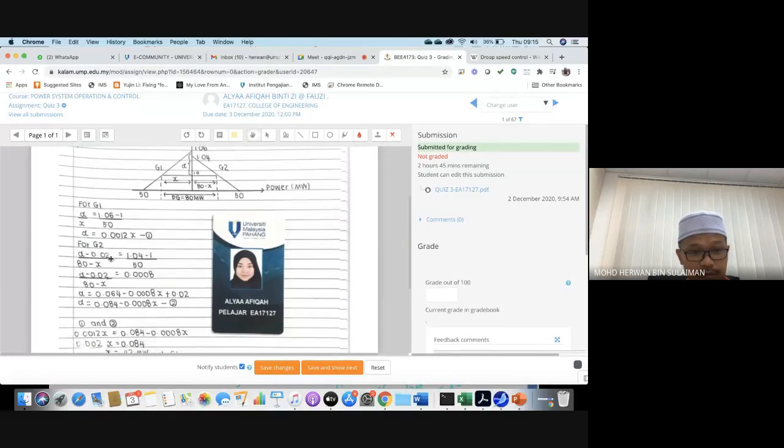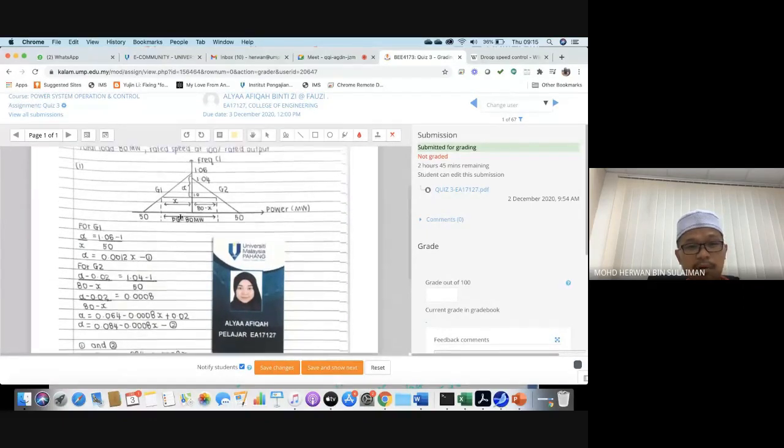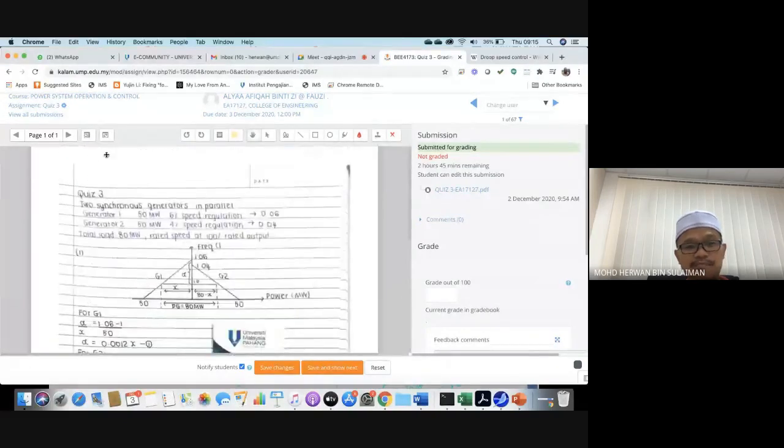Second is what? 1.04 minus 1. Salah ni. Salah. Beza ni kan? Your alpha minus 0.01 betulnya kat sini. For G2, alpha minus 0.02 sini. Ni. Maknanya equation ni salah lah. So ramai salah ni.